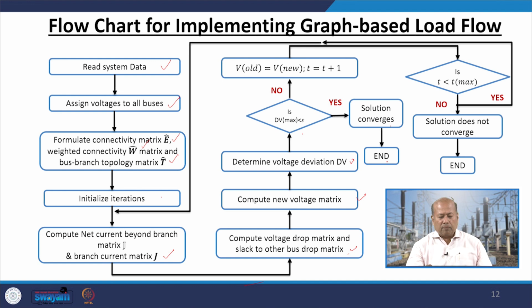If it is not, then you reinitialize V old equal to V new, and then move to T. If T is less than T maximum iterations, and if yes, then you go back to the initial stage. If no, then the solution does not converge and you come to an end. So, this is how the graph-based load flow analysis is solved. And you might have seen there is no matrix inversion and no serious computation involved, which makes it well suited for our distribution systems.